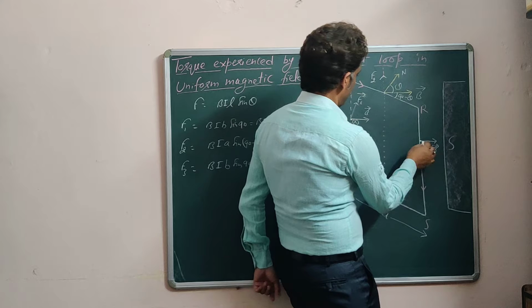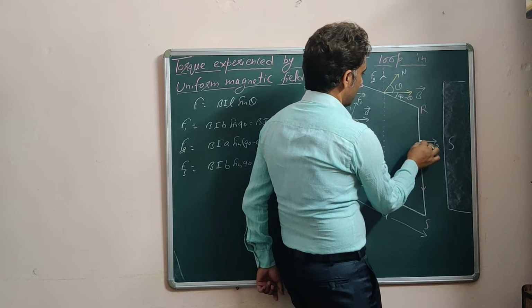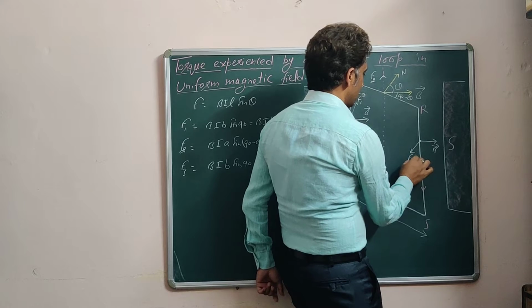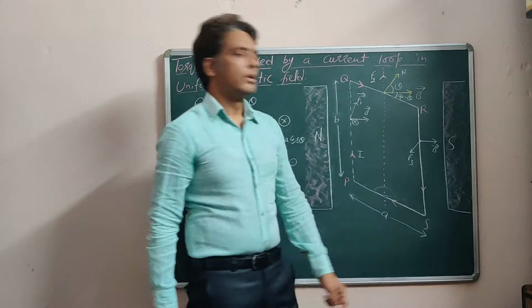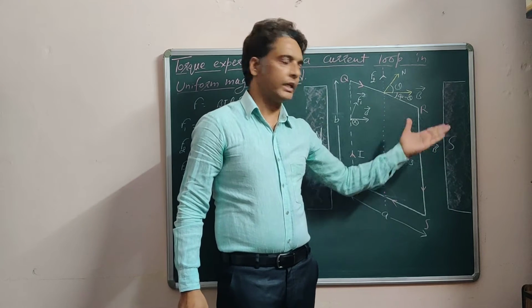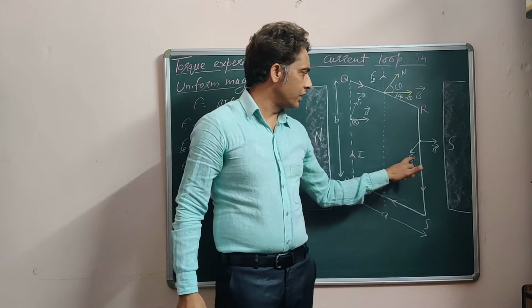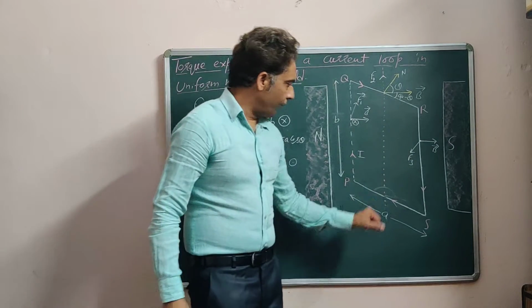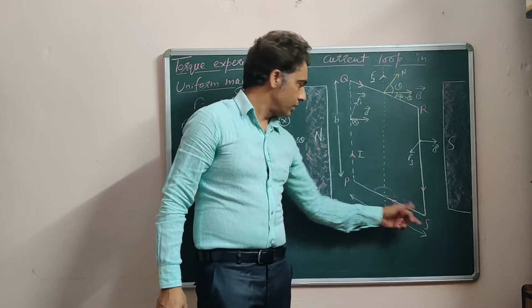So we can represent this force in outward direction as F3. Here the angle between F3 and this magnetic field vector is 90 degrees. So just for representation, I represent it by this vector. Now the force on this portion SP.